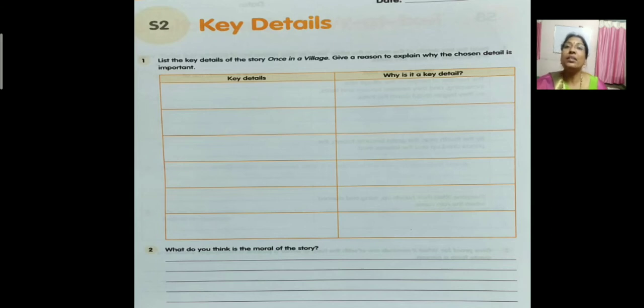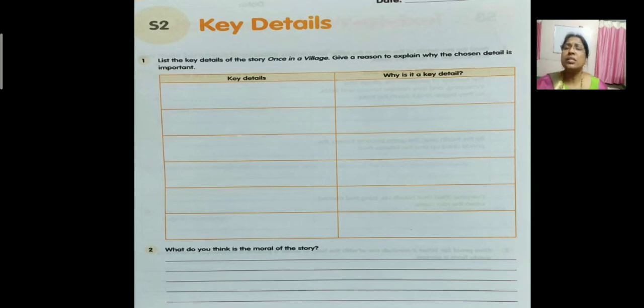So why is it a key detail? Yes, because this is the setting of the story, isn't it? With this sentence only we'll come to know where the story has happened. Okay, so in why is it a key detail, there you can write it is the setting of the story. Is this clear, children? First one. Now we'll move on to the next one.